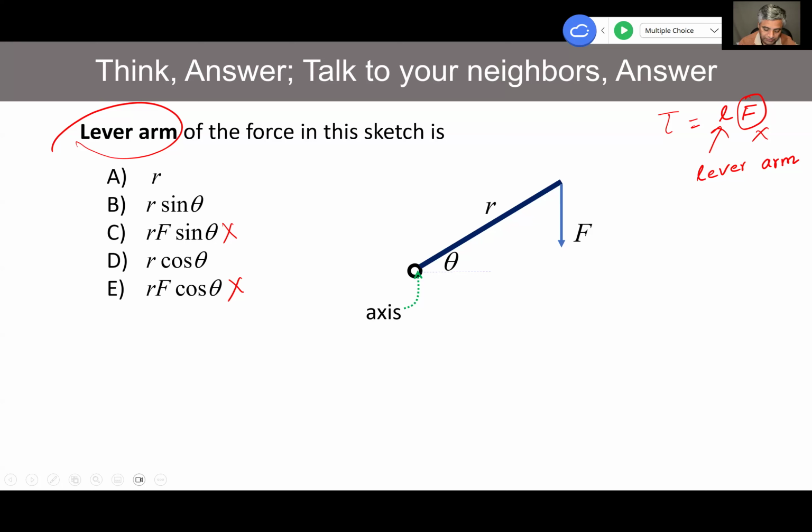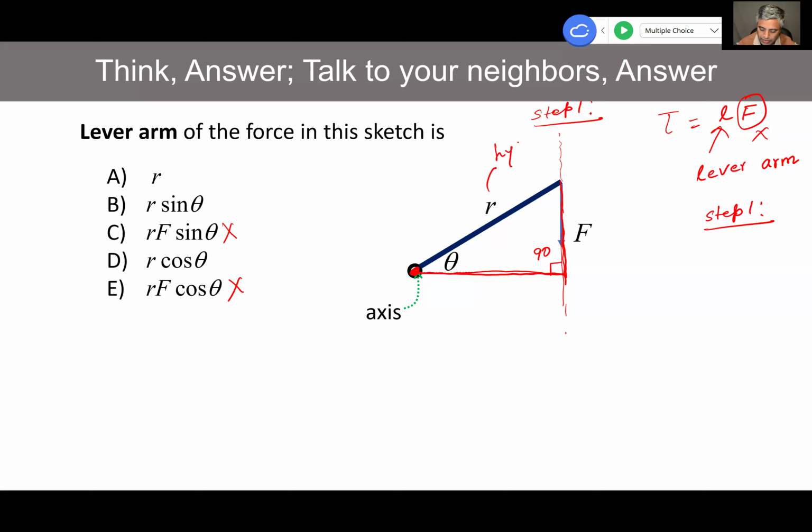Now let's figure out the lever arm. Step one, draw the line of action of the force. Make this longer. Step two, draw the lever arm. You start from the axis of rotation and go to the line of action of the force, so that is the shortest. How do I know? This angle is 90 degrees. By doing this, I made a right triangle, and this is now the hypotenuse.